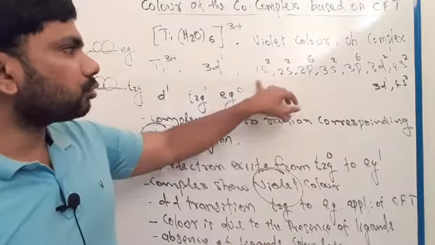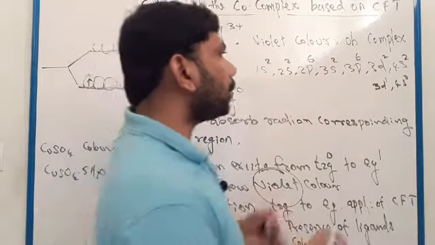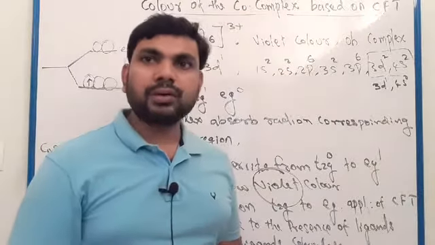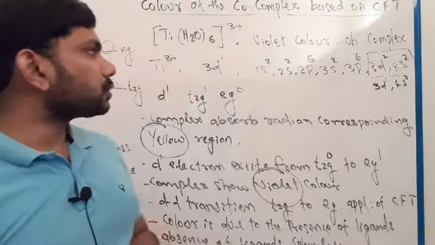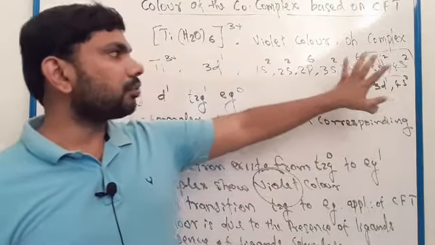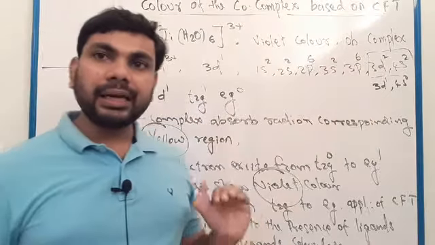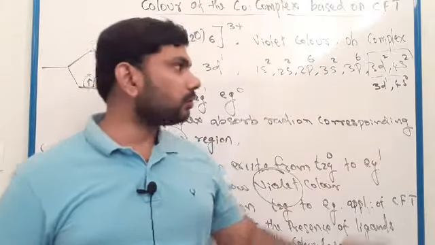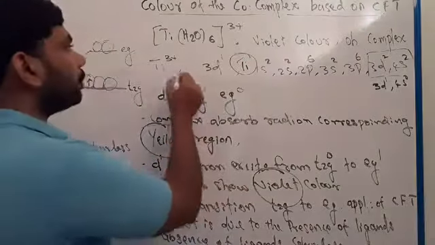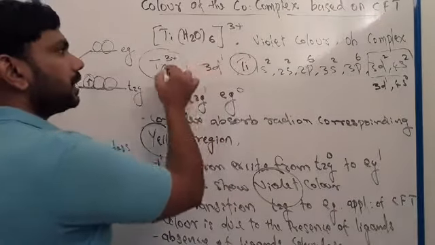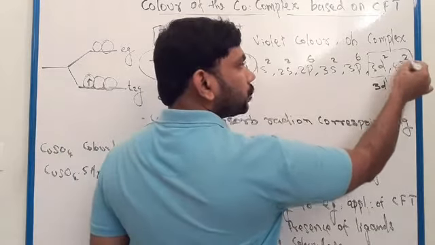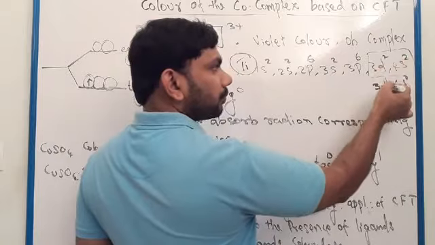The electronic configuration will be 1s2 2s2 2p6 3s2 3p6 4s2 3d2. When you write this with the outer shell at the end, it will be 3d2 4s2. This is for titanium. But in this coordination compound, titanium is 3 plus, Ti3+. So you have to remove 3 electrons: 2 electrons from 4s and 1 electron from 3d.